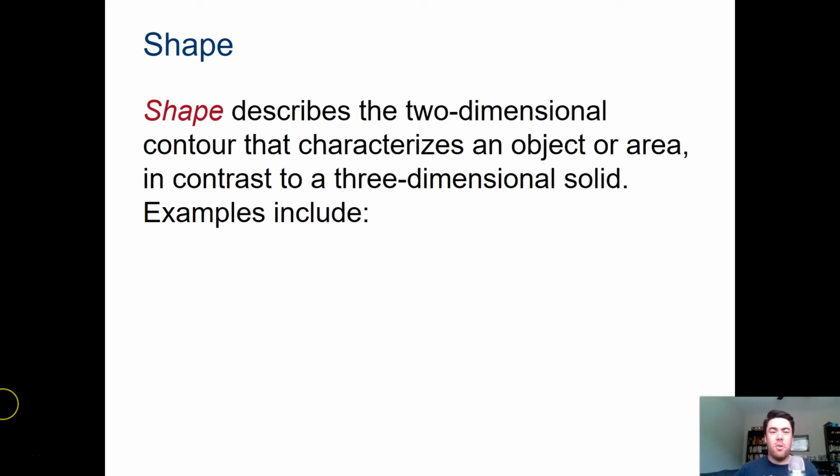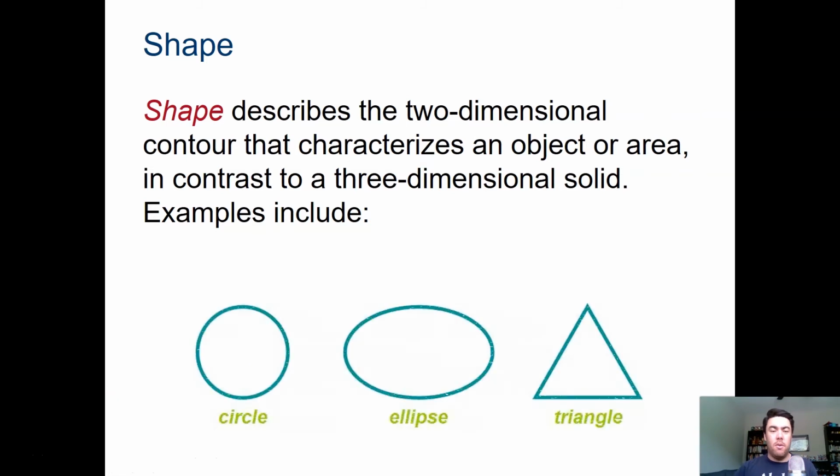And we're going to start off with the definition, and the definition we have here is shape. A shape describes the two-dimensional contour that characterizes an object or area in contrast to a three-dimensional solid. So we have circles, ellipses, triangles, polygons, squares, rectangles. All of those things are shapes. You learned them when you were 2 or 3 years old, and hopefully you have not forgotten them.